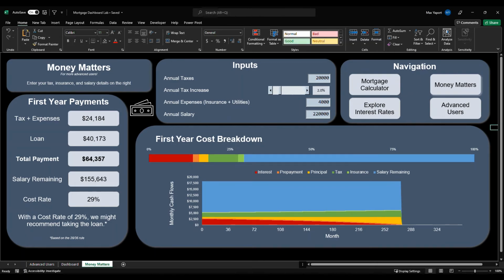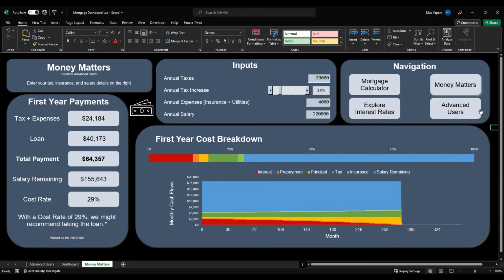Moving on, in the navigation tab, you can explore interest rates, which will take you to consumerfinance.gov and allow you to input your credit worthiness, credit ratings, I should say, the cost of the house, and other details about the loan. And that will generate some interest rate estimates.